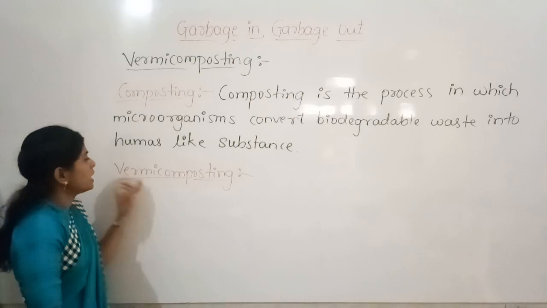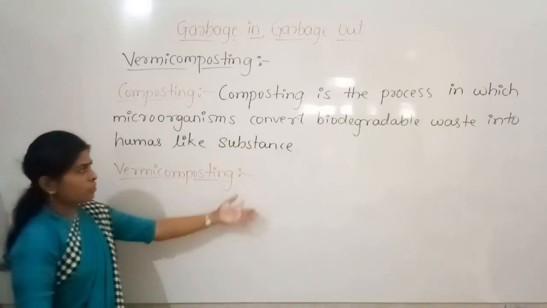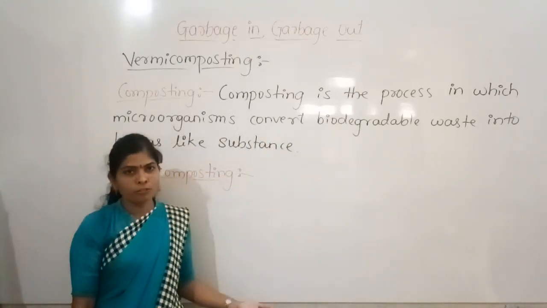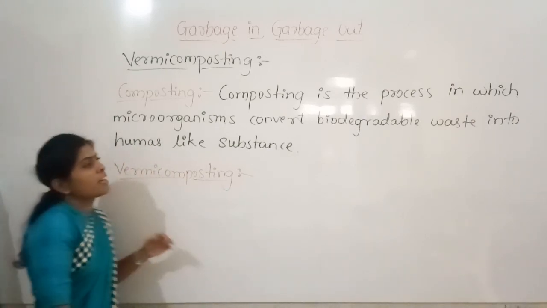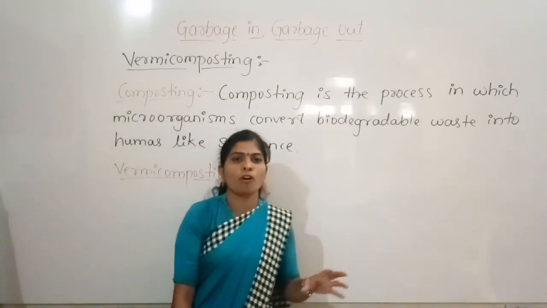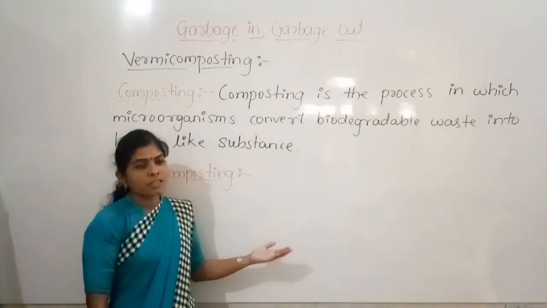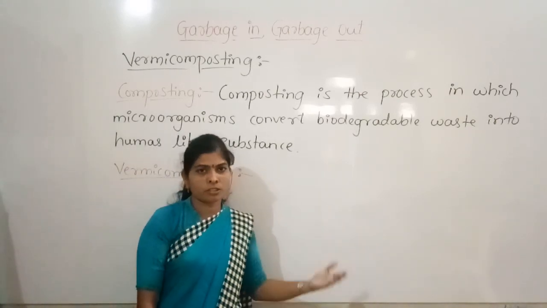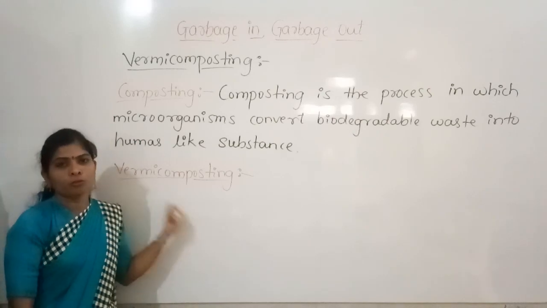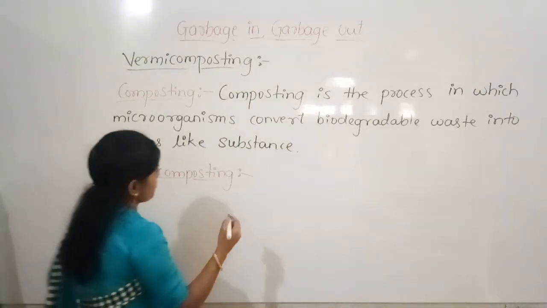So in vermicomposting, when we are converting organic waste or biodegradable waste into manure, we use some worms such as earthworms, and there are different types of earthworms such as red worms. These worms are used to convert the organic waste into manure or compost, which we call vermicomposting. So it is the process of composting organic waste into manure with the help of worms.